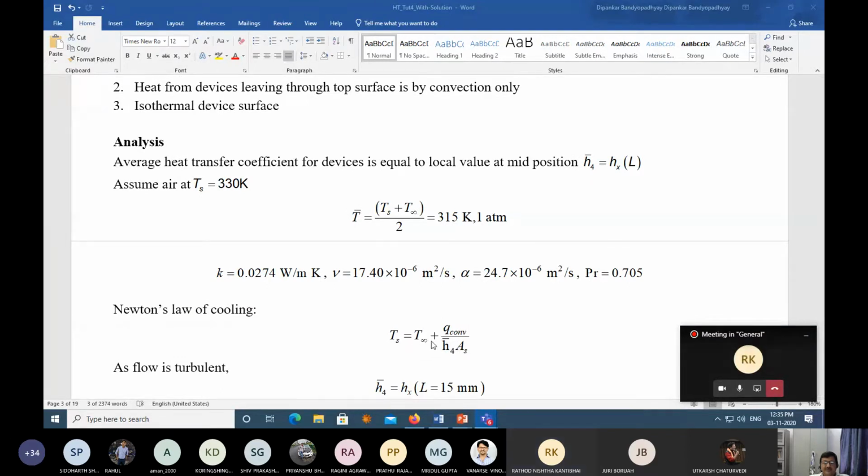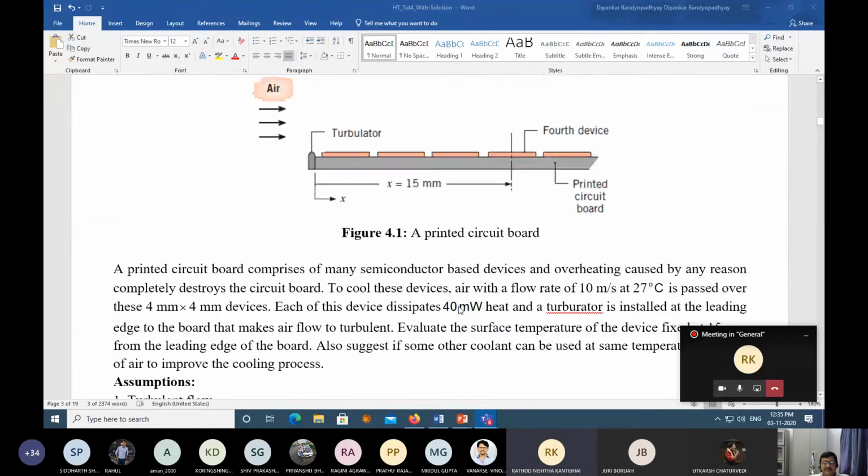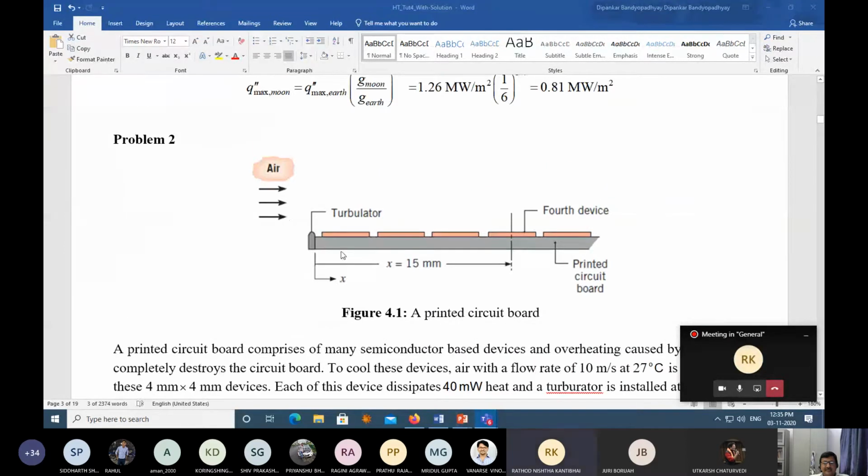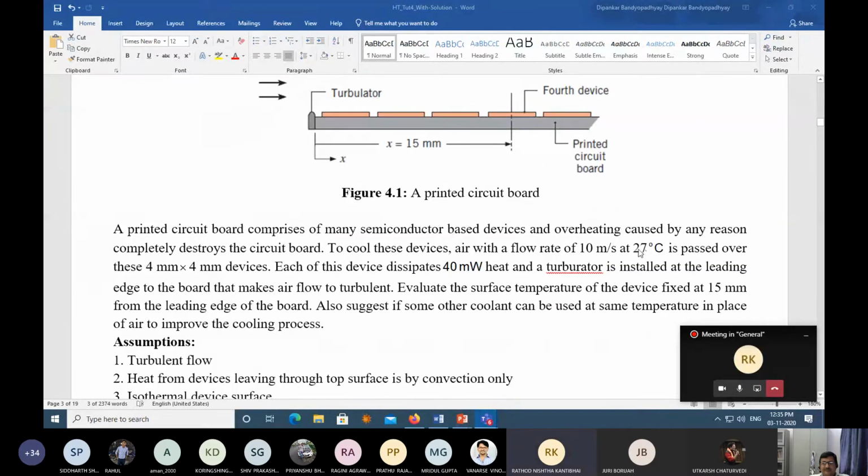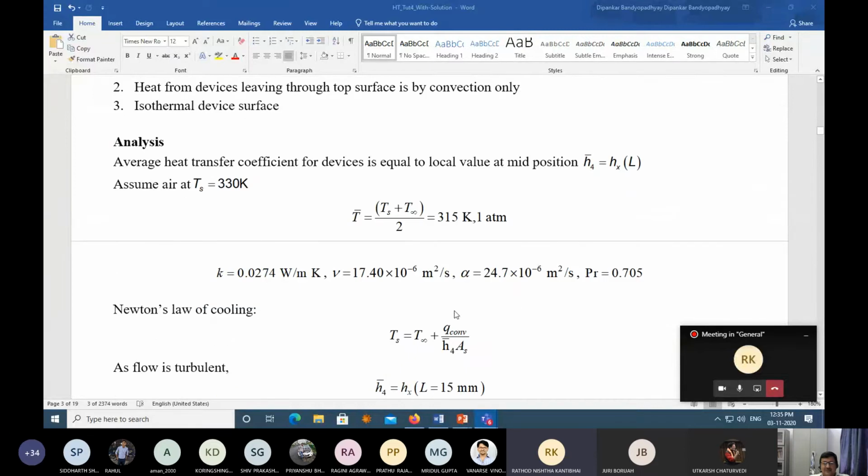T infinity I know, the free stream air that I am passing at 27 degrees centigrade, and I also know the 40 milliwatt is the energy dissipated, right? So I only do not know this h bar. This is Hx at L equal to 15, right? So how do I obtain that?